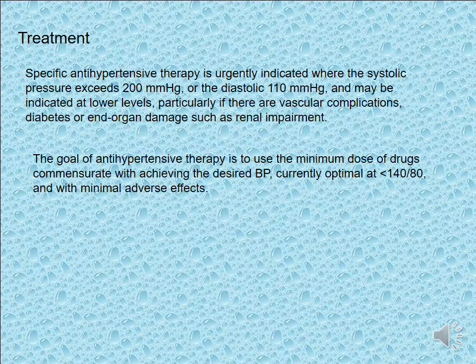For treatment, specific antihypertensive therapy is urgently indicated where the systolic pressure exceeds 200 millimeters of mercury or the diastolic exceeds 110 millimeters of mercury, and may be indicated at lower levels, particularly if there are vascular complications, diabetes, or end organ damage such as renal impairment. The goal of antihypertensive therapy is to use the minimum dose of drug commensurate with achieving the desired blood pressure, currently optimal at less than 140 over 80 millimeters of mercury, and with minimal adverse effects.